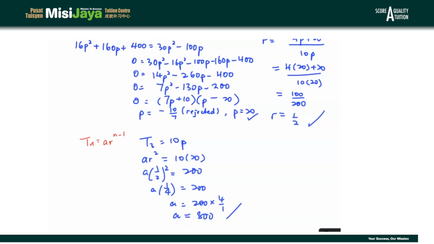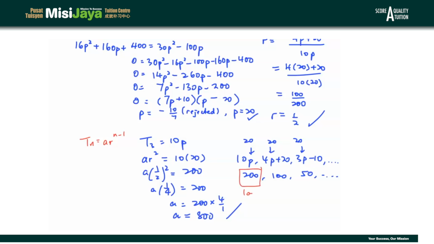It's because if you look at the sequence, the sequence is 10p, then 4p plus 20, 3p minus 10. So you see here, if I substitute the 20 into here, here, and here, I will get my sequence: 200, 100, 50, and so on. So it keeps on dividing by 2, because the R is 1 over 2. So this is a descending order, from the biggest to the smallest. So 100% definitely this will be our longest part.